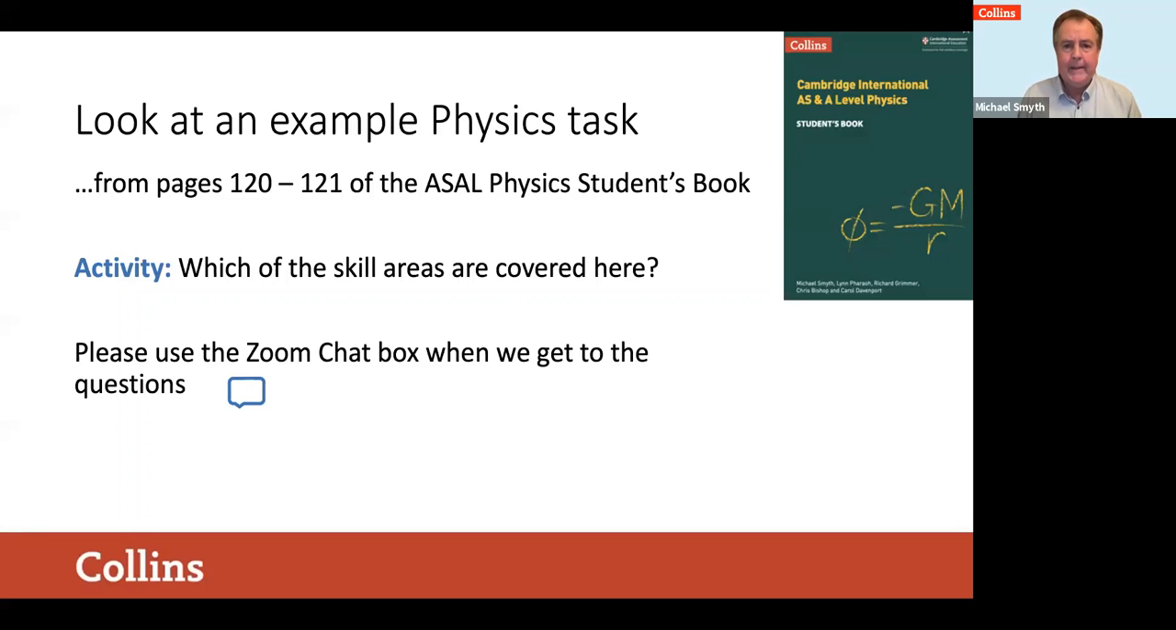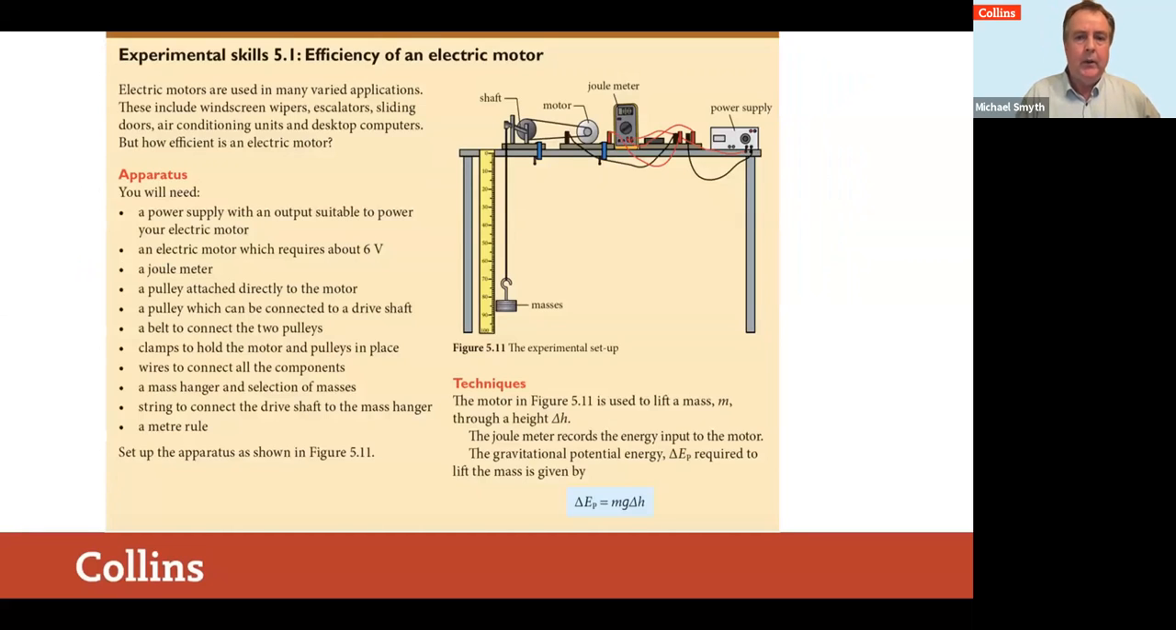We're going to look at an experimental skills section. And what I'd like you to do when we get to the second slide of this, you're going to see the questions that we're asking students to do. And I would like you to attempt to map those questions to the 5 different skill areas that we talked about. So let's have a look.